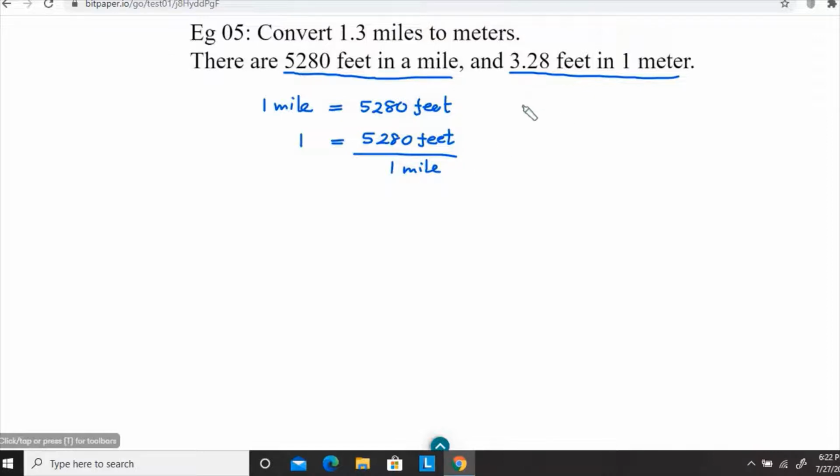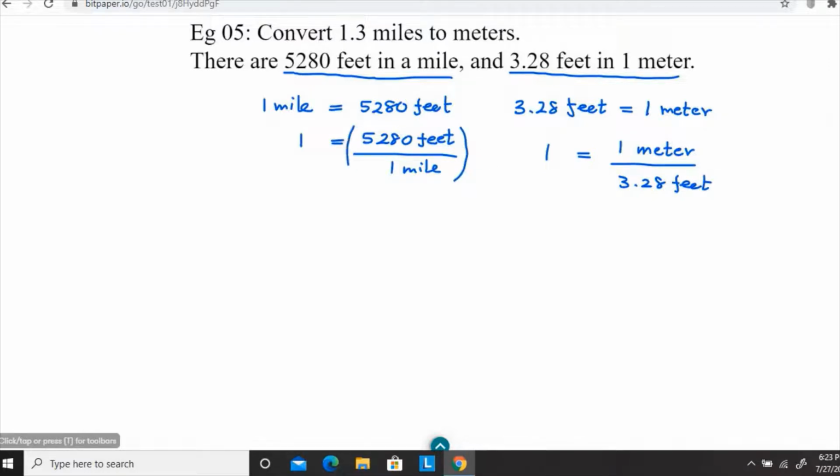Then from the second piece of information, I'll get my second conversion factor. So that is there's 3.28 feet in 1 meter. So I'll divide both sides by 3.28 feet and then I'll get that conversion factor, 1 meter over 3.28 feet. So now you can see I have these conversion factors. So this is one conversion factor and then this is the other conversion factor.